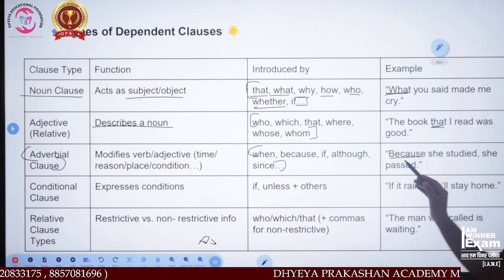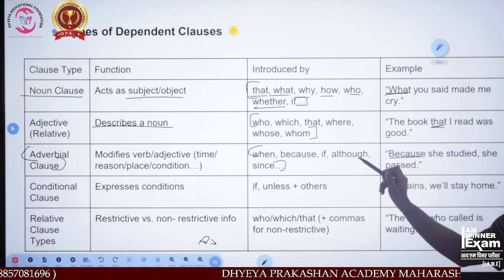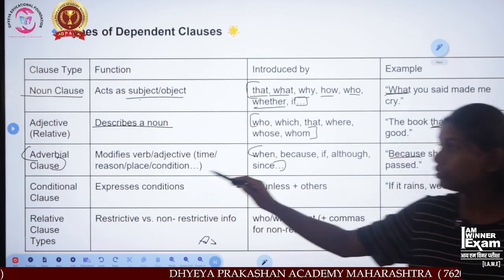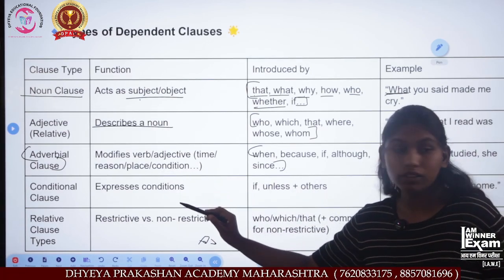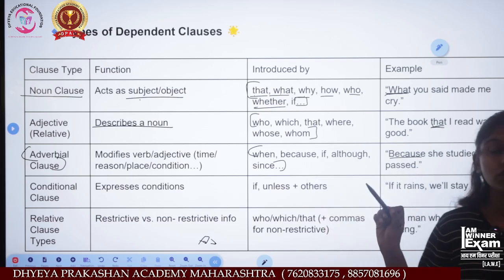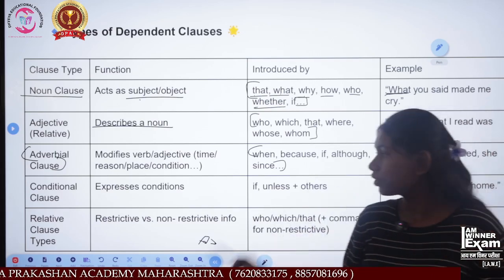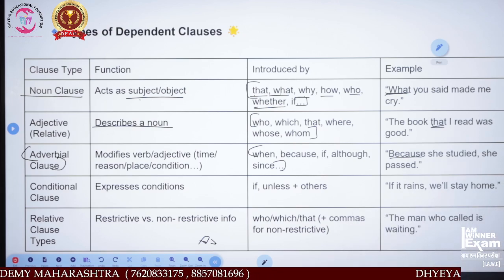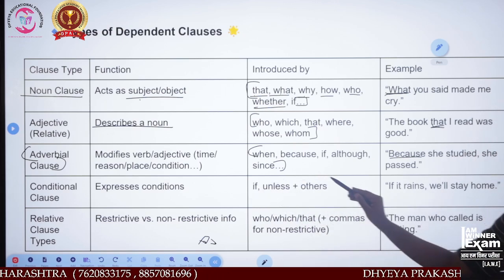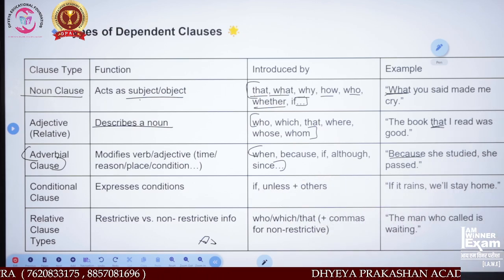Because, the word because forms an adverbial clause, okay. And then conditional clause means it expresses conditions. Now if, unless or others, okay.